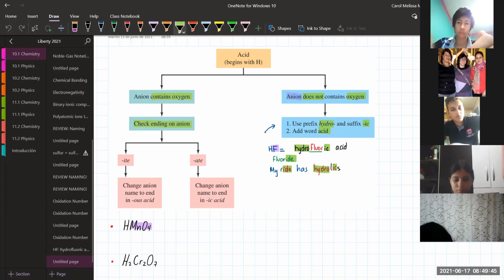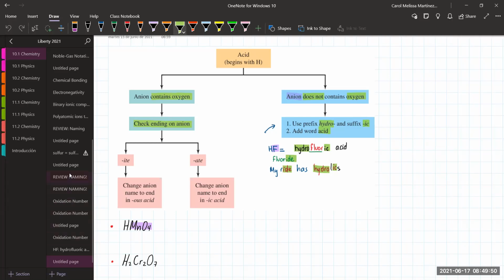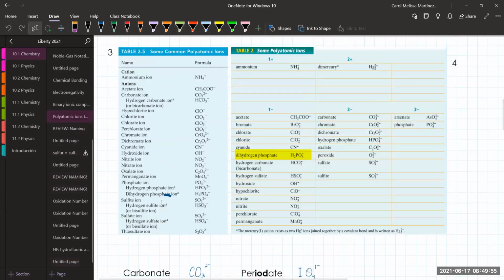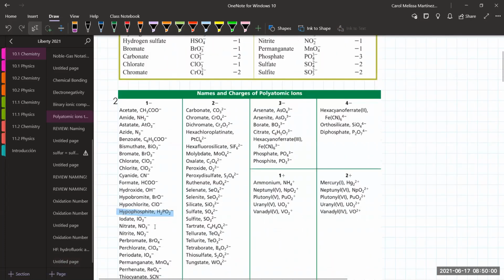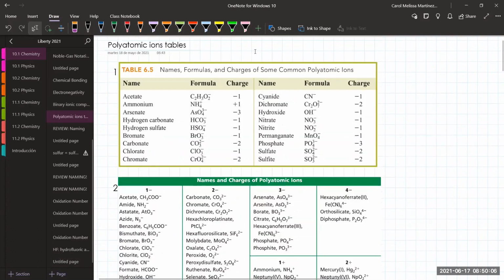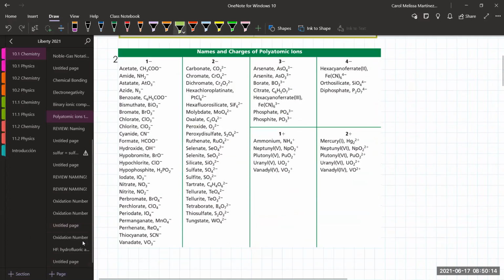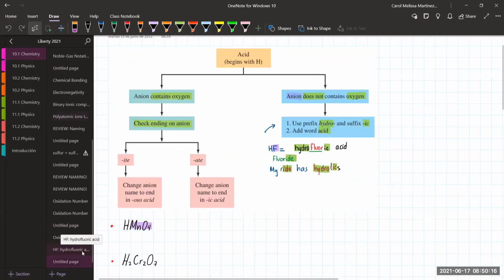If you don't know what the name of the anion is, go to the tables I gave you, the one of the polyatomic ions, and look for it. Which one is it? It is permanganate. It is right here in case you missed it. So we go back to the acid, and now we know that this anion's name is permanganate.